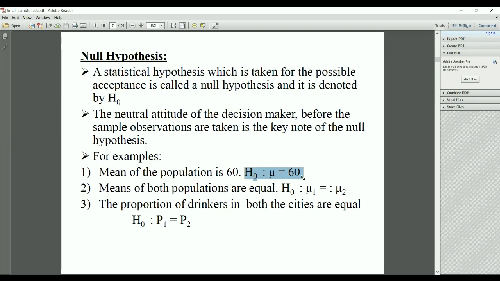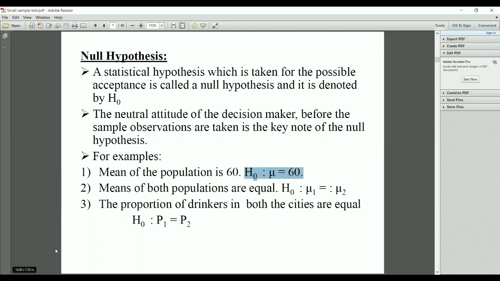Whenever we solve the problem, if the statement is mu is equal to 60, after solving the problem we will come to know whether mu is really equal to 60 or not equal to 60. If the answer comes mu is equal to 60, then we accept H naught at the 0.05 level of significance. If it does not, we reject H naught.